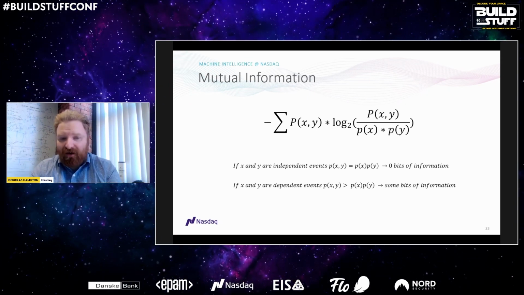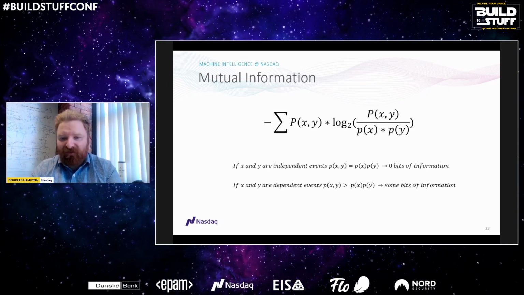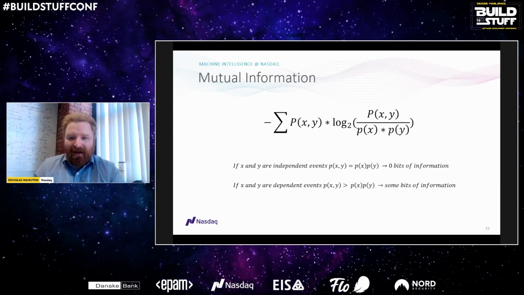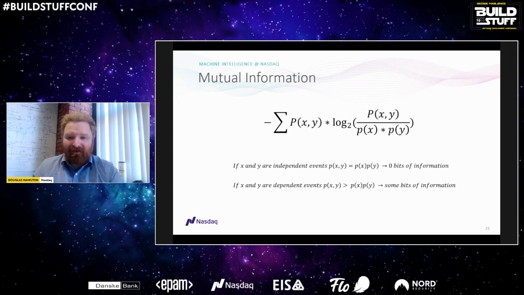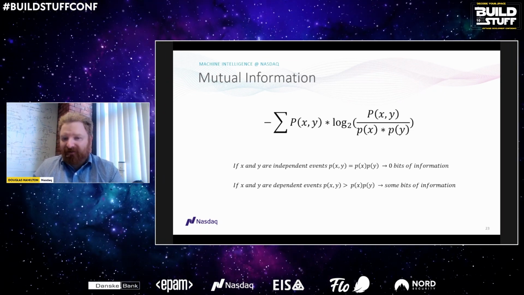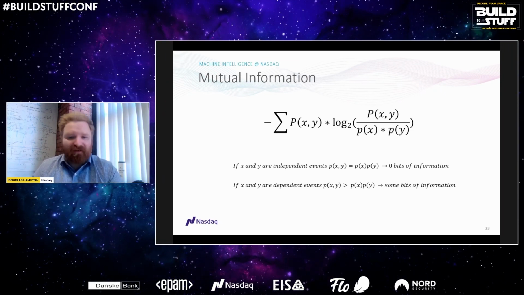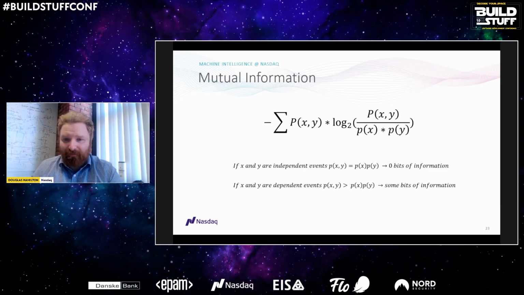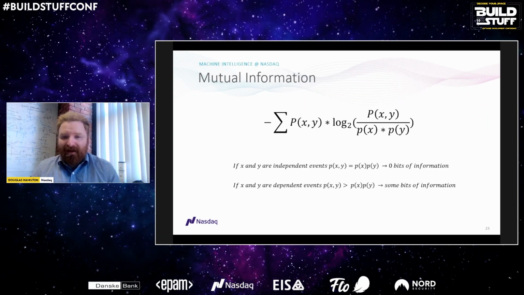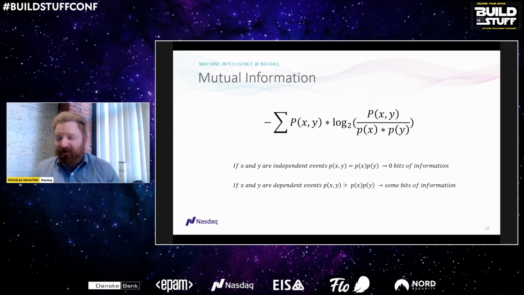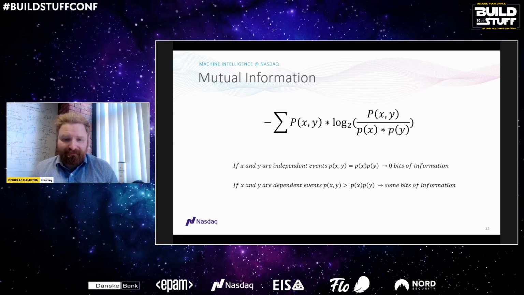Because what it tells us at our core is if two events, X and Y, are independent, then the joint probability of X and Y is equal to Px times Py, and the log of that is 0, so there's no information between the two. What that means is if two events are truly independent, then they don't give us information about each other and are not useful to make predictions.